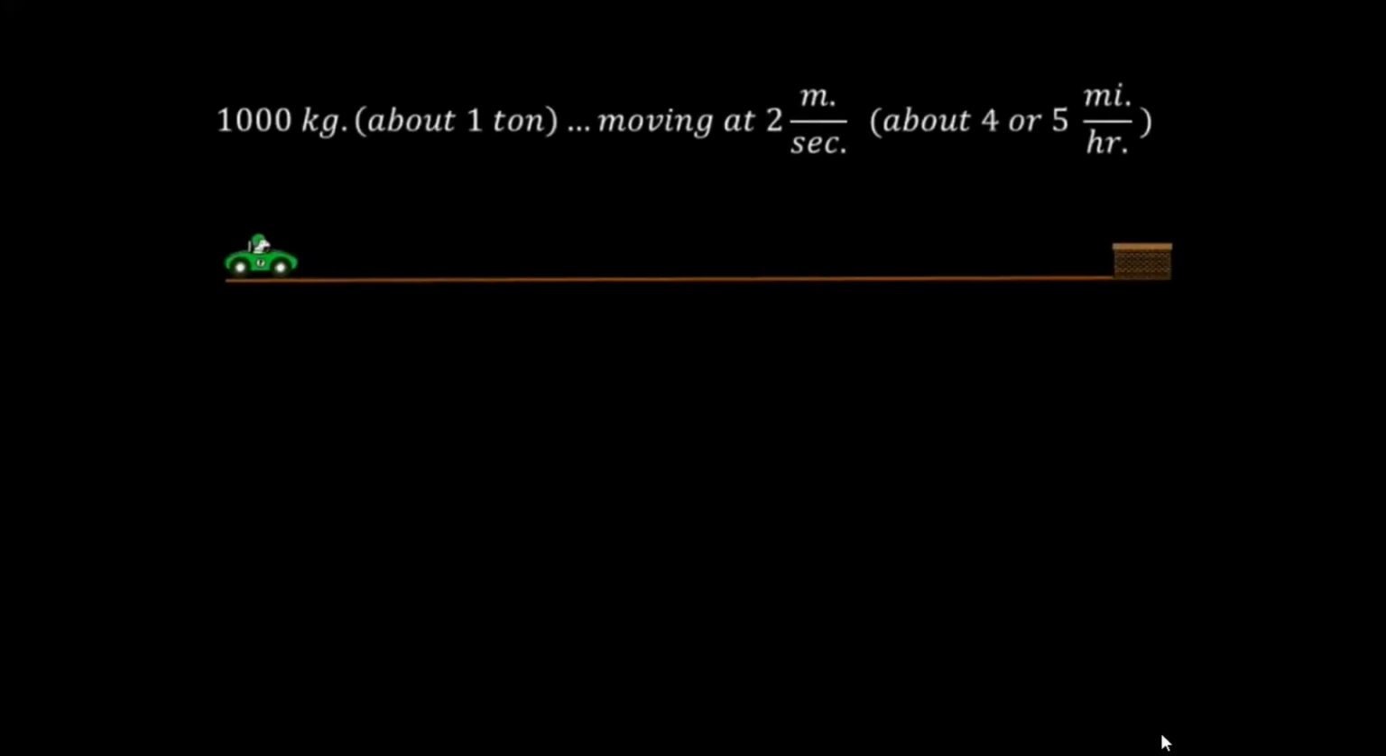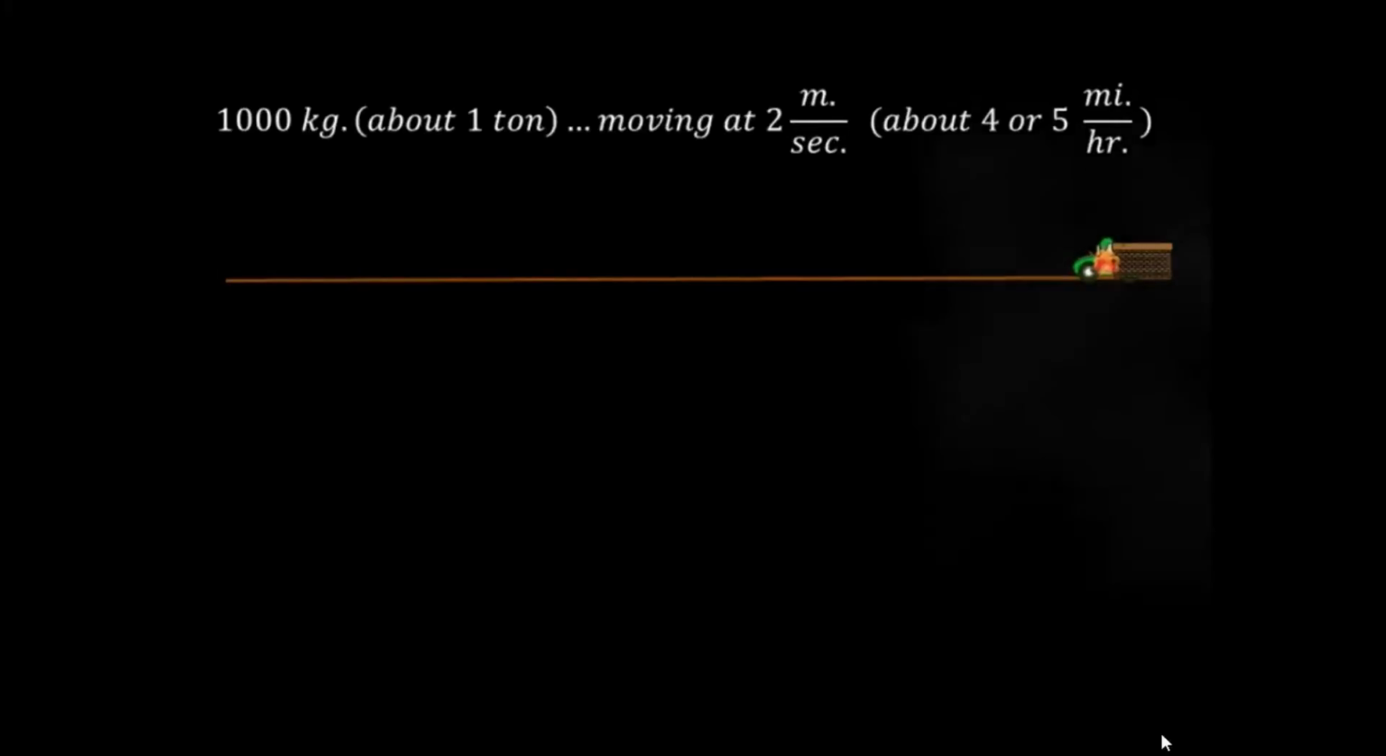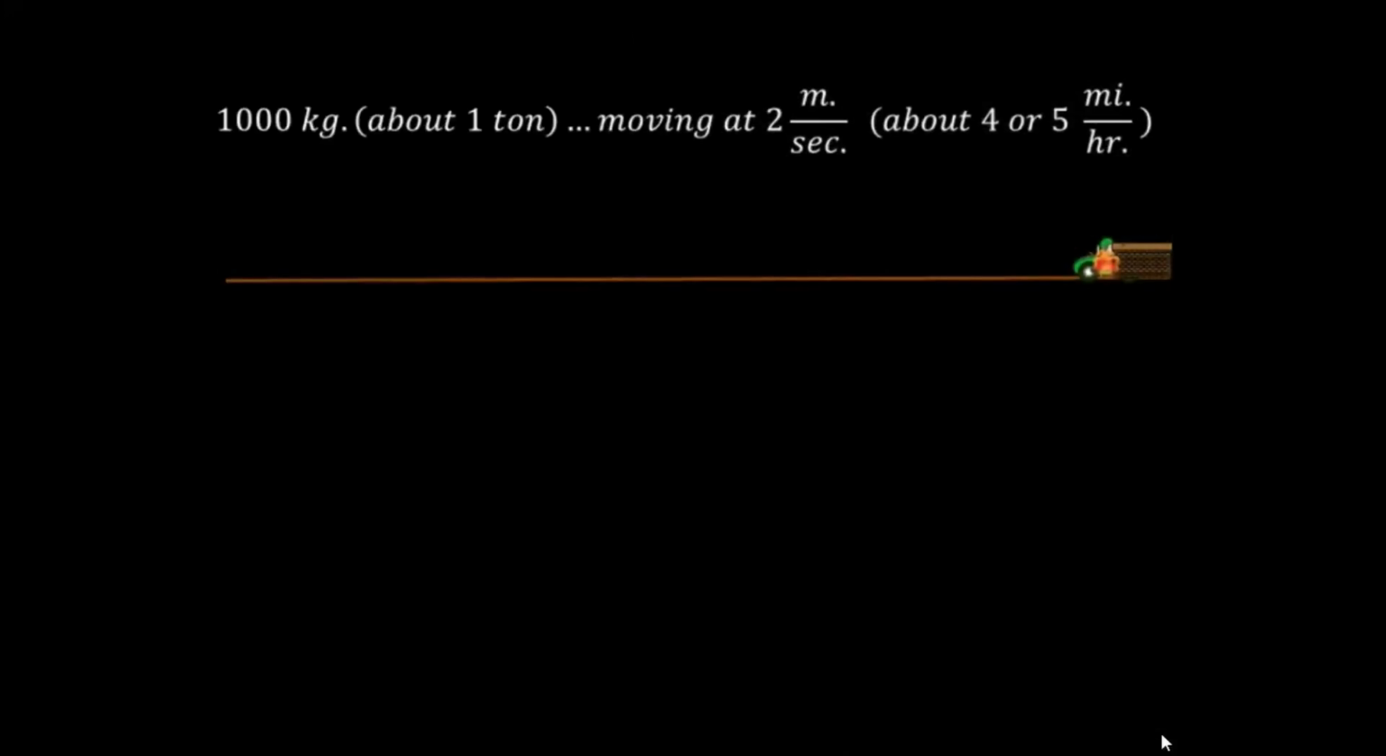Let's try to visualize this energy. Our vehicle weighs about 1 ton, and it's moving at 2 meters per second, about 4 or 5 miles per hour. When the vehicle is stopped, there's a collision. The energy that's released in that collision is one way to visualize the amount of energy that the car had when it was in motion.